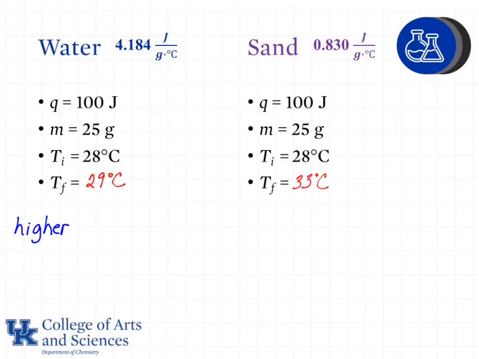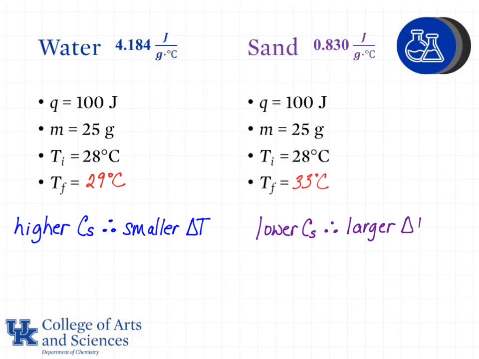For the water, which had a higher specific heat capacity, we saw a smaller delta T, or a smaller change in temperature. For sand, we saw a lower specific heat capacity, therefore we had a larger delta T, or a larger change in temperature.